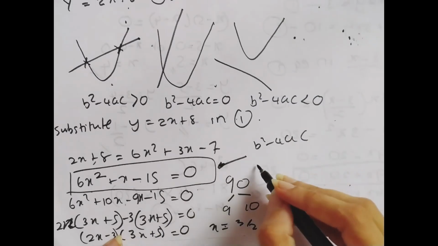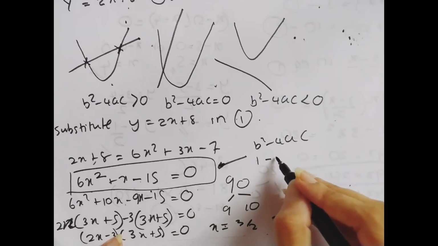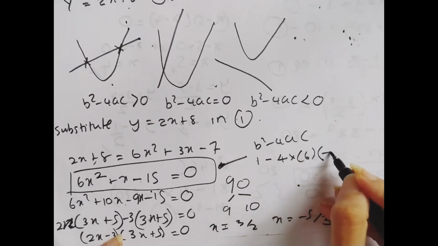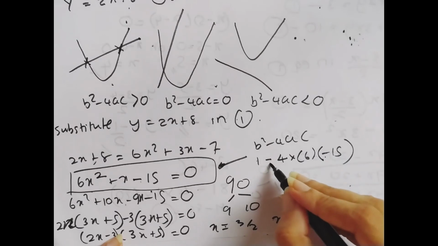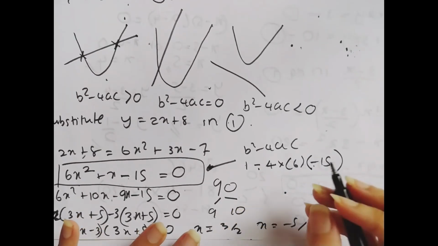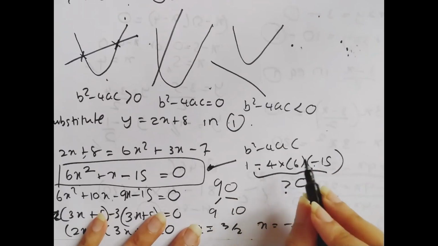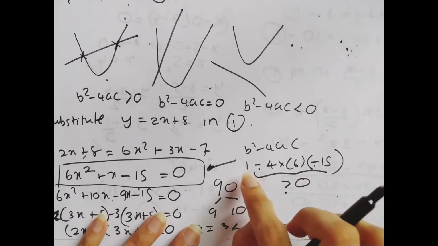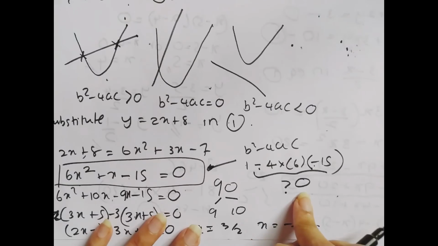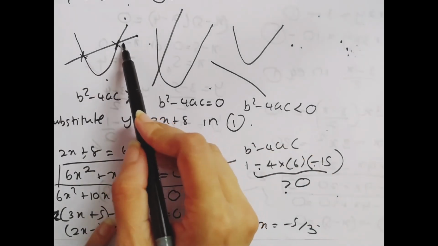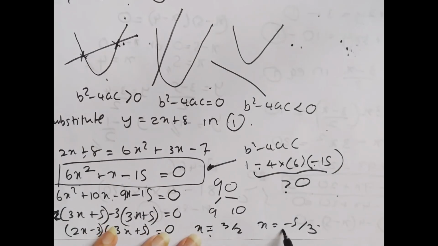So b squared is 1, 1 minus 4 times a, which is 6, and c is minus 15. So minus into minus is plus. So definitely this is greater than 0 because this whole thing goes to plus. So this positive 1 plus 1 will give you a positive answer. So that means this will have 2 intersections, and yes, so you found there are 2 intersections, right?